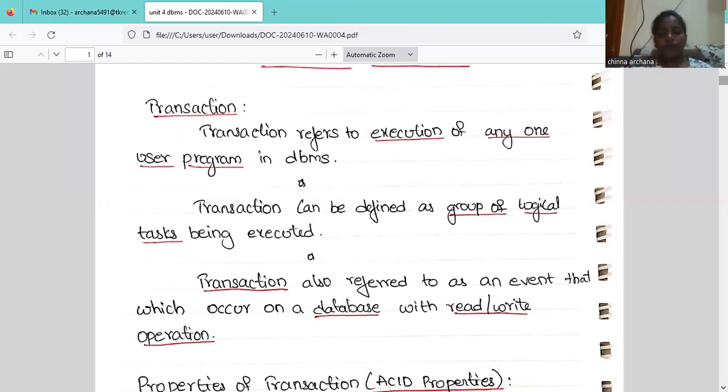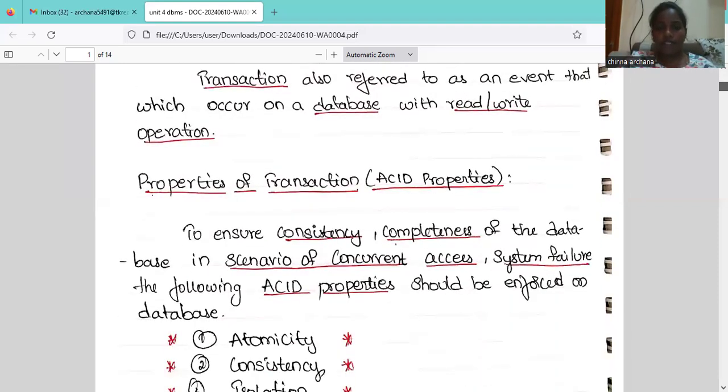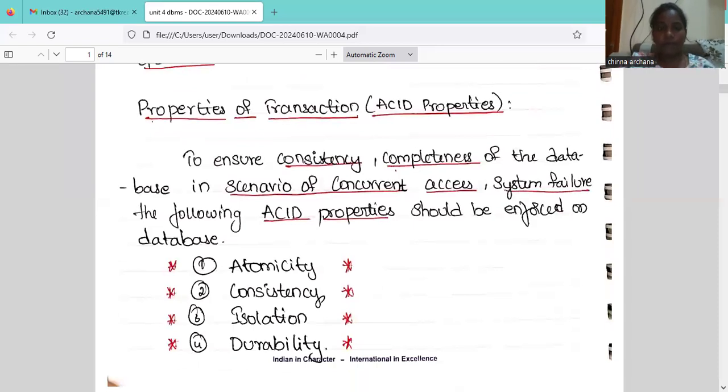When a transaction is happening in a database management system, in order to ensure consistency in the database, every transaction has to follow some properties. Those properties are coined as ACID properties. A stands for atomicity, C stands for consistency, I stands for isolation, and D stands for durability.